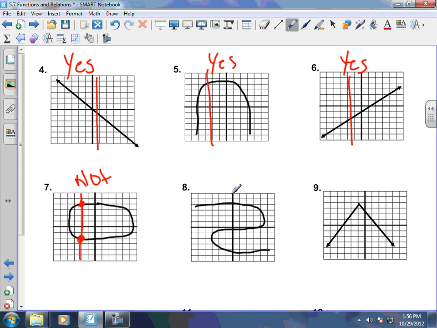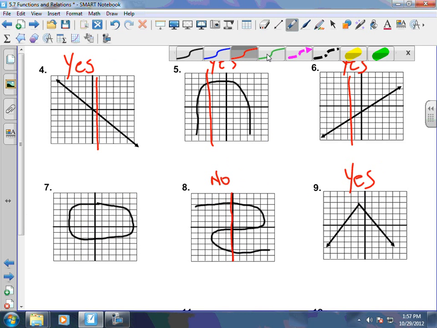Number 8 is also the SMART test. Look at your y-axis. Is number 8 a function, class? Yes or no? 1, 2, 3. No, not a function. Is number 9 a function? Yes. Okay, so the vertical line test, you draw a vertical line to the graph line. If any vertical line touches it more than once, not a function. Why is that? Well, here's why.